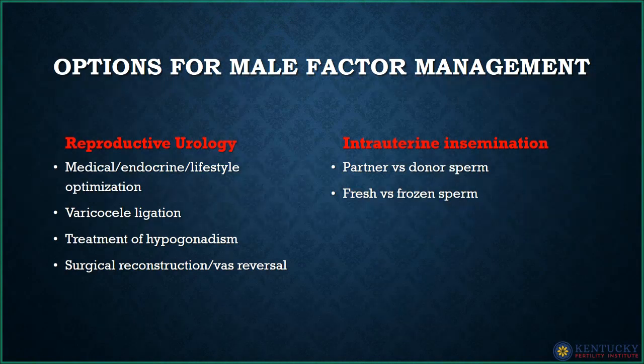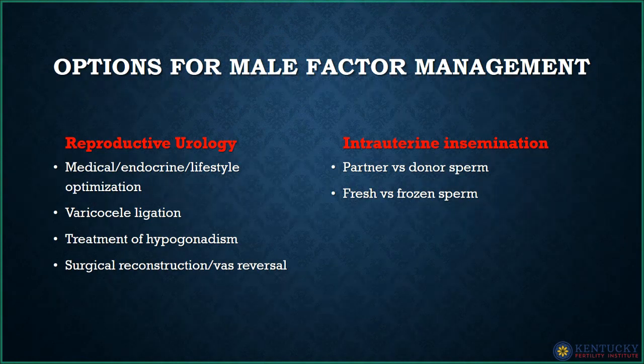One is to refer to reproductive urology, and do a deeper dive into male factor, into the medical factors, endocrine factors, and lifestyle factors that may be compromising sperm parameters, with the goal of making sperm parameters better. If we have a mild male factor that may be compromising conception rates, if we can make sperm numbers better so that we have a more efficient delivery of motile sperm to the upper reproductive tract with ovulation, that may be all a couple needs.